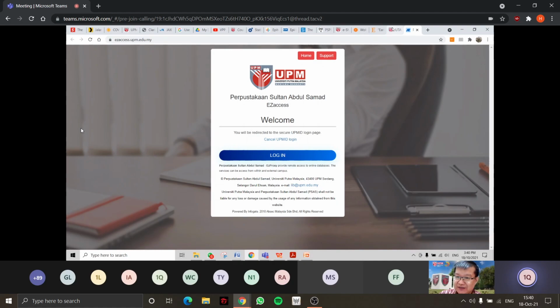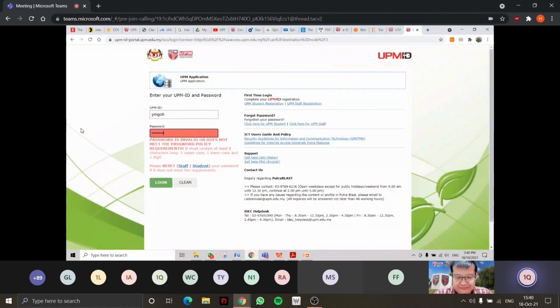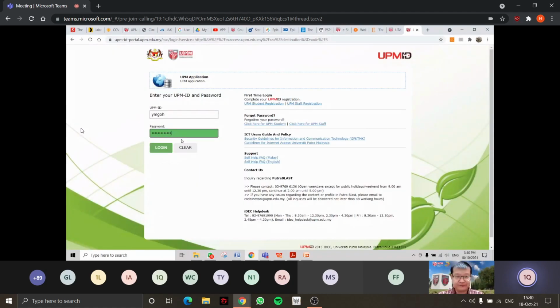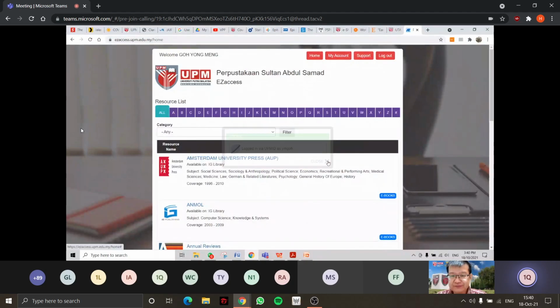Okay, so once you have this, click Easy Access, and then you just log in. This is the UPM library, all the databases that we already subscribe. For your information, some of these databases cost millions of ringgit. Millions of ringgit.